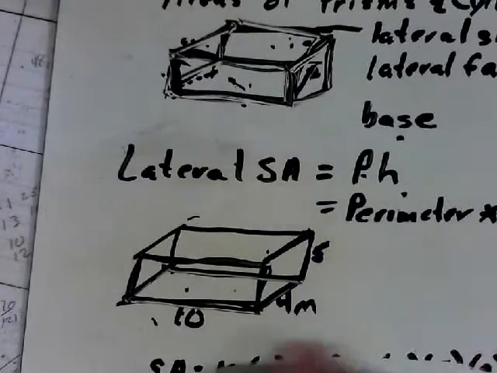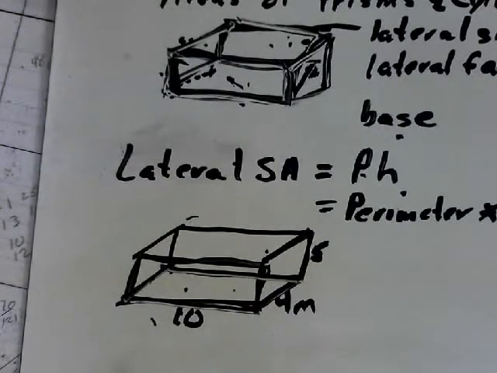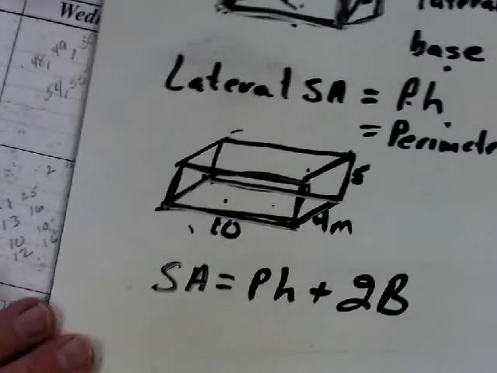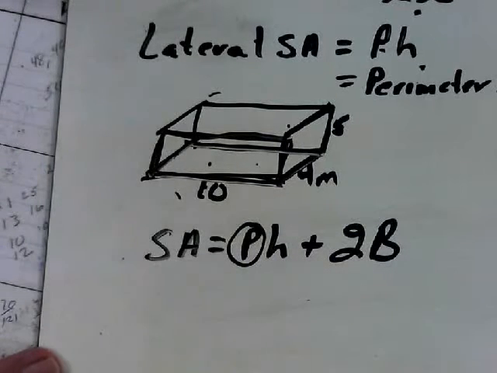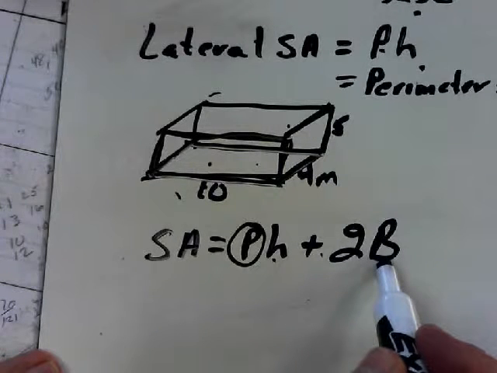They give you a formula that says surface area is equal to pH plus 2B. Which means find the perimeter of the base, multiply it times the height, and add to that the area of the bases, multiplied by 2.